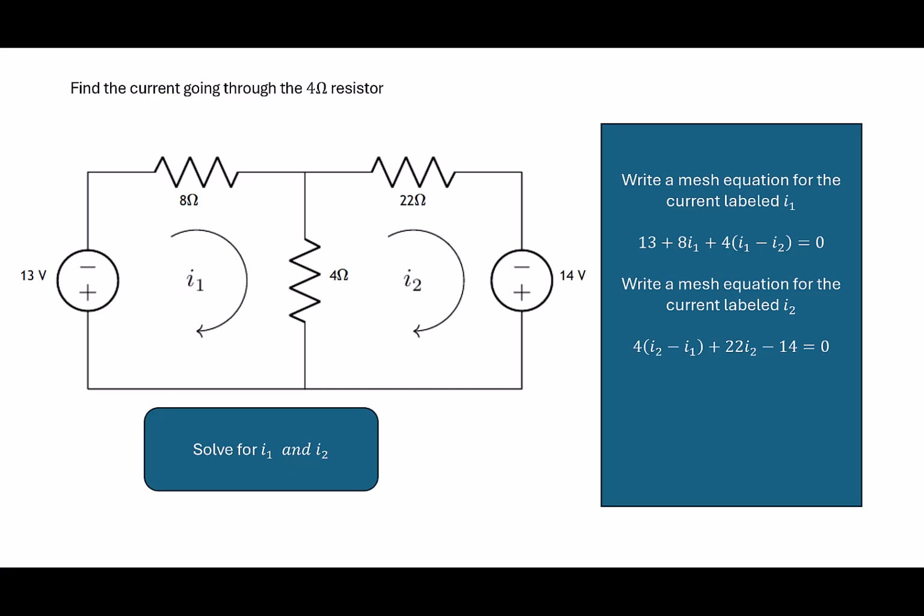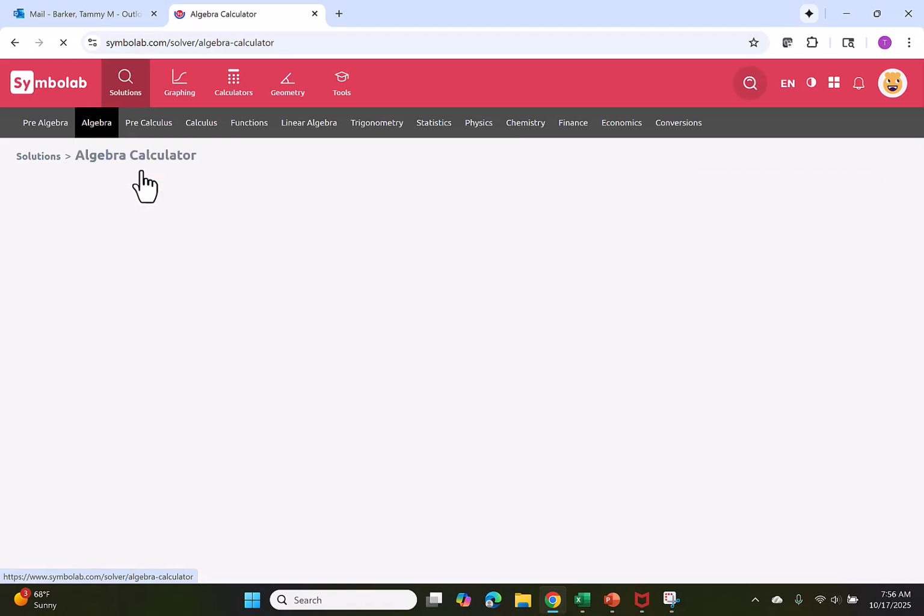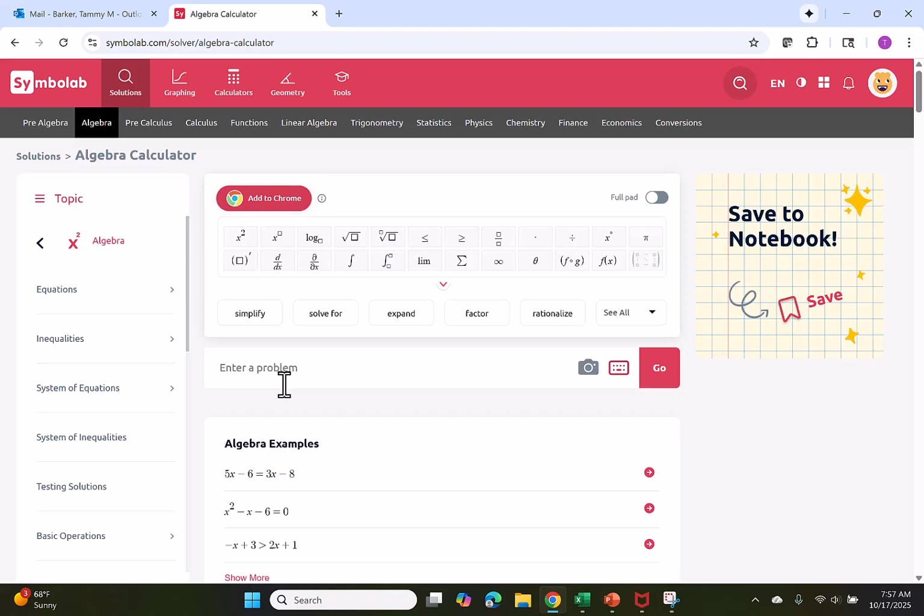Now that we have our equations, we can solve for I1 and I2. We're going to do that with technology. I'm going to use Symbolab. In Symbolab, I went to the calculator that says Algebra Calculator. And notice I'm using the solver, not the regular calculator. I want Symbolab to do the heavy lifting of solving the system of equations.